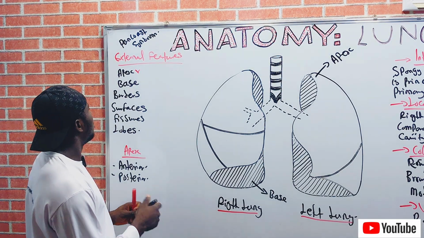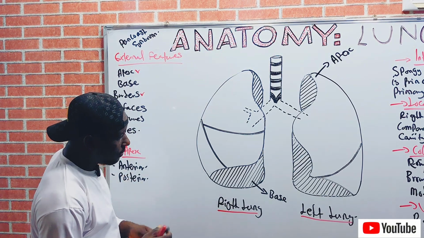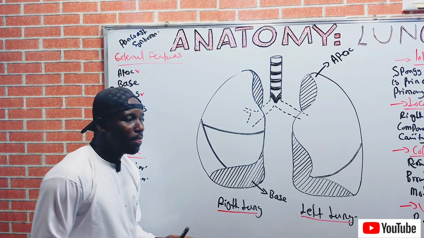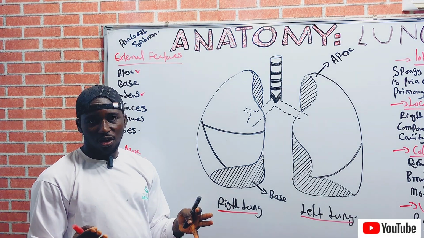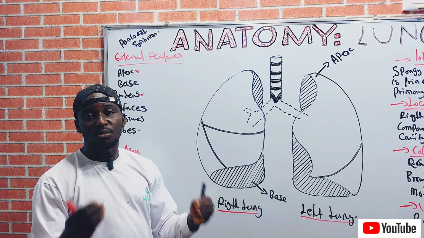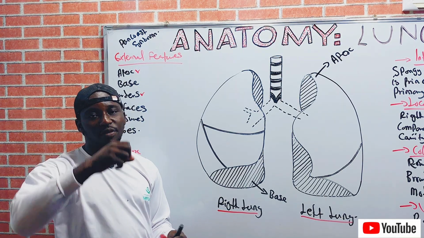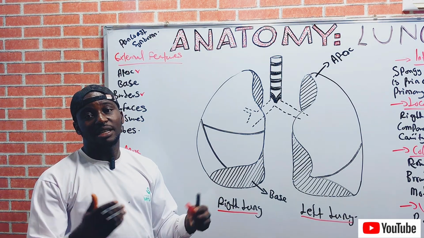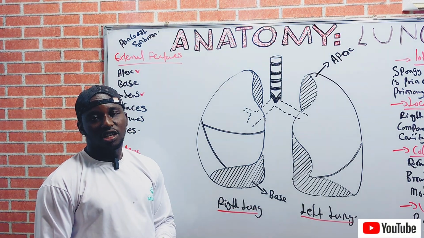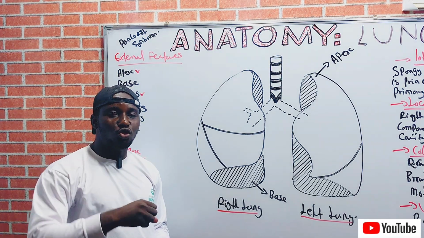The next we shall be discussing is the base. This is the base of the lungs. Now, the base of the lungs is directed downward. It has a semilunar concave surface which rests on the dome of the diaphragm, often regarded as the diaphragmatic surface. So that is all about the base of the lungs. It rests on the dome of the diaphragm.